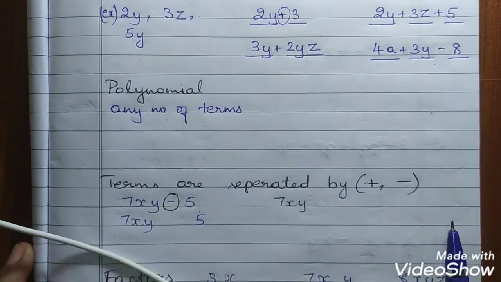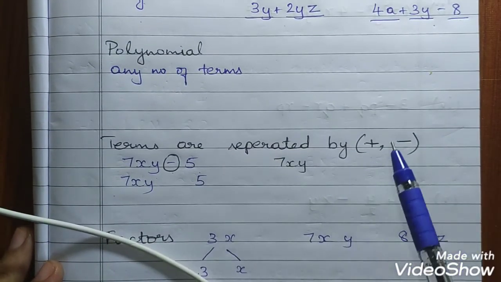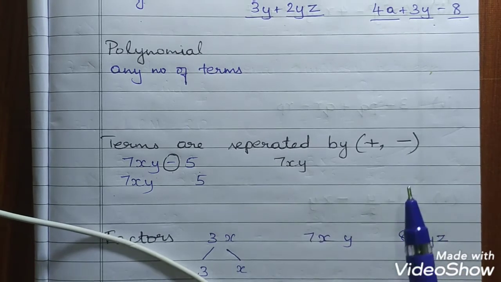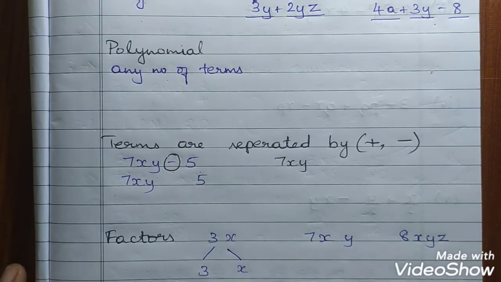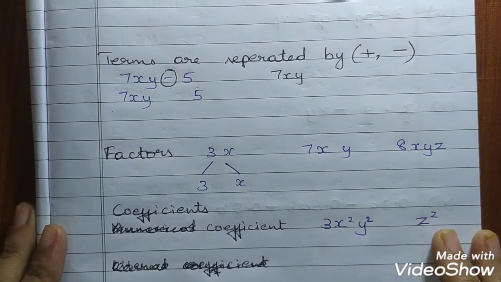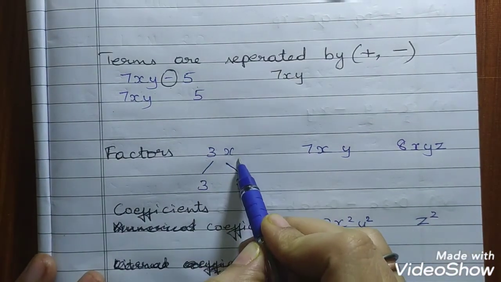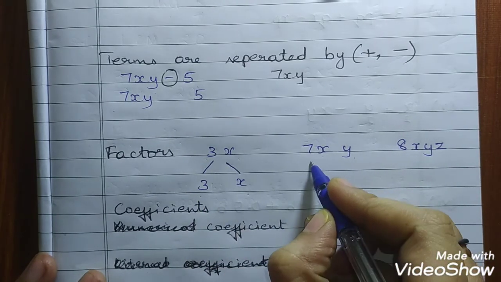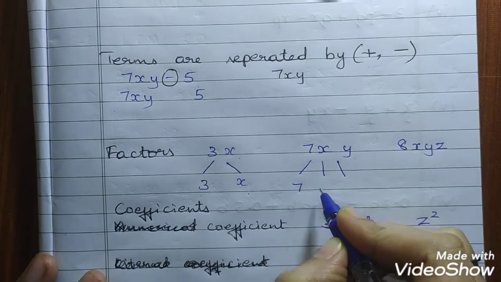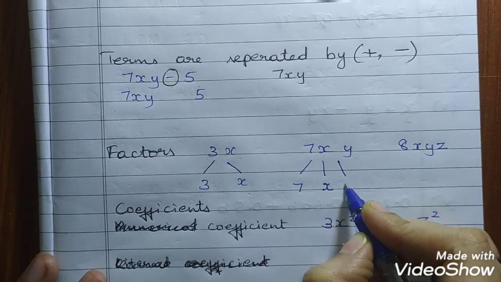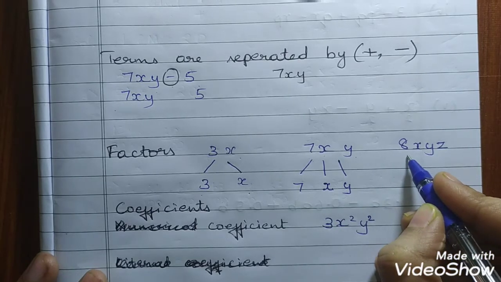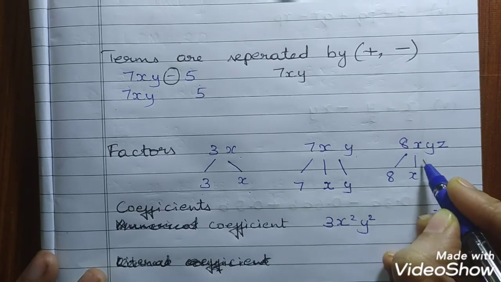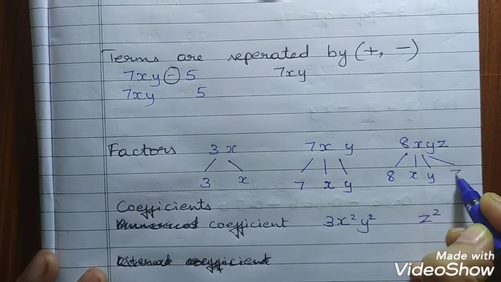Terms, I already told you what terms are. Terms are separated by plus or minus symbol. A single term is also there, that is called a monomial. Factors. Now what are factors? Okay, if 3x is given, 3 is a factor, x is a factor. If 7xy is given, 7 is a factor, x is a factor, y is a factor. If 8xyz is given, 8 is a factor, x is a factor, y is a factor, and z is a factor.